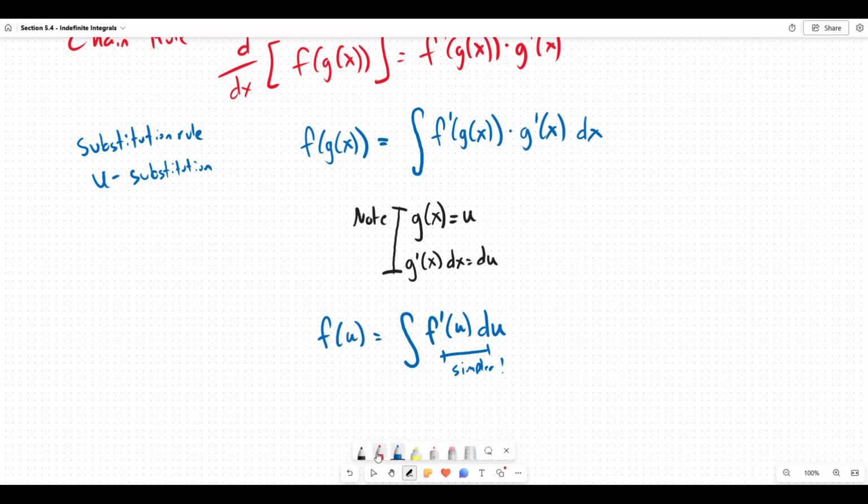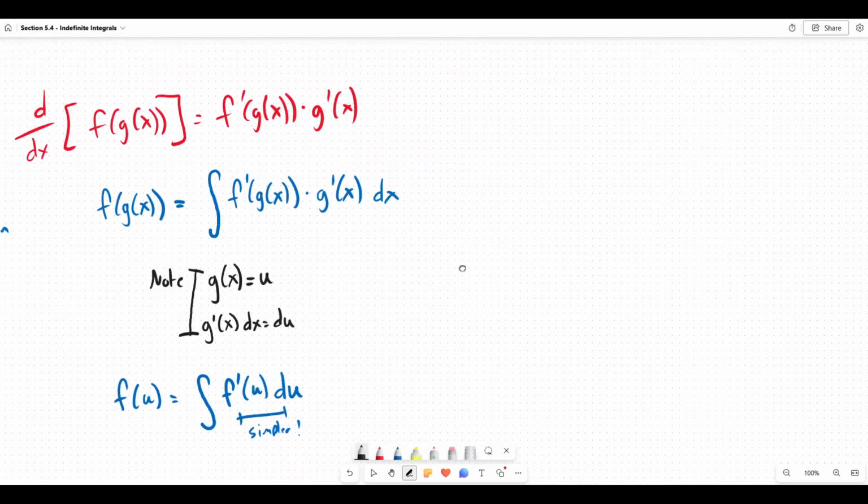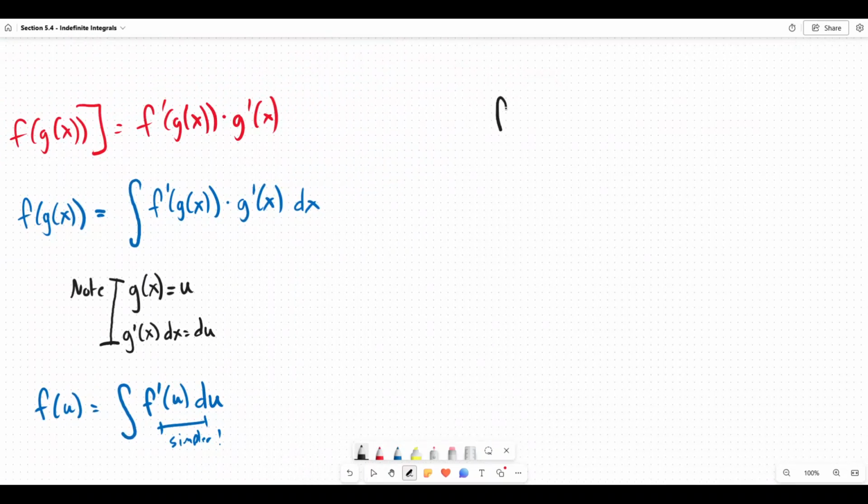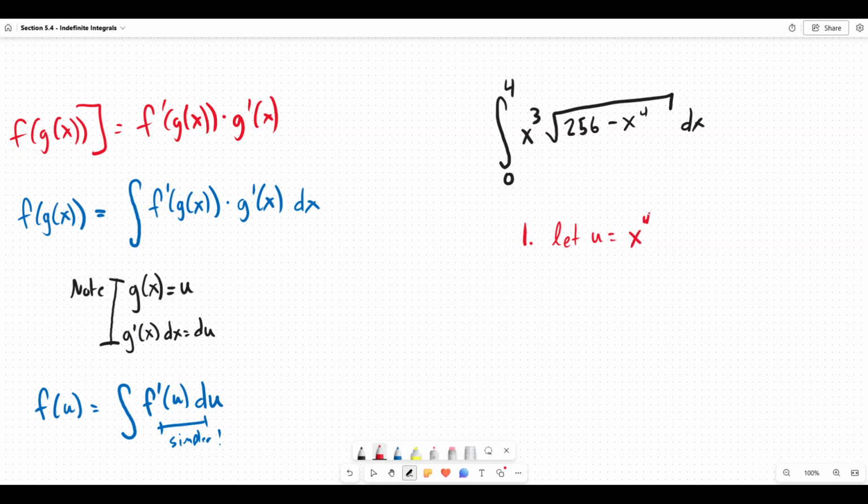Okay, so let's take a look at an example where we might need to use some u substitution. So here's the integral from 0 to 4 of x cubed times the square root of 256 minus x to the fourth times dx. Okay, so step 1, let u equal, and in this case, I'm going to choose u equals x to the fourth. And you'll see why I wanted to do that.